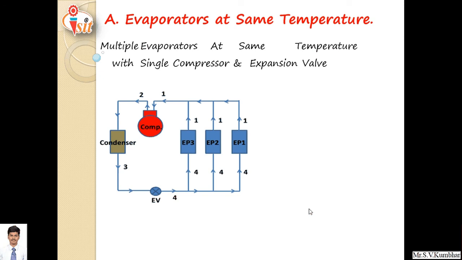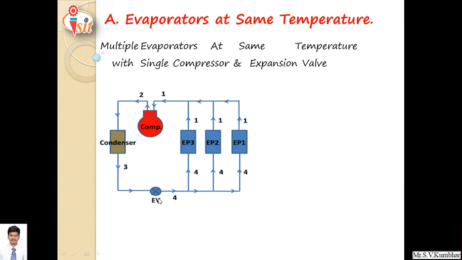So here in this figure, one compressor is shown. This compressor will compress vapors of refrigerant to high pressure, high temperature. This high pressure, high temperature vapors of refrigerant flows through the condenser, and when it passes through this condenser, latent heat energy is rejected to the cooling medium. Because of this, it is converted into high pressure, low temperature liquid refrigerant. This high pressure, low temperature liquid refrigerant then passes through the expansion valve.